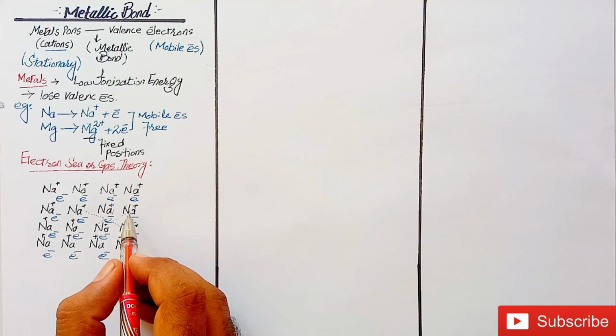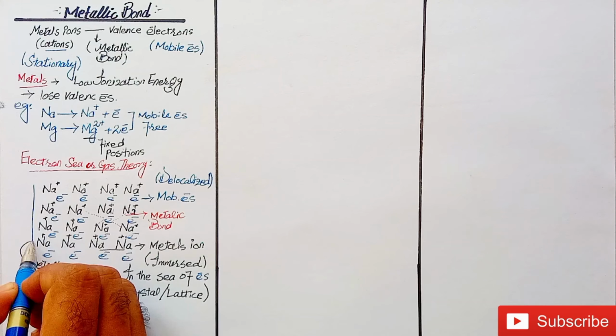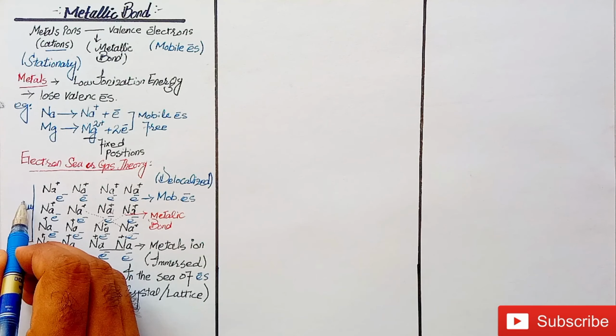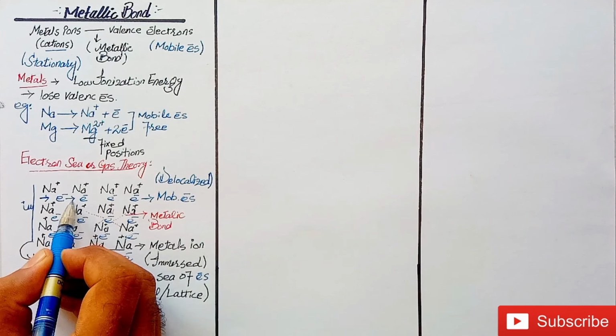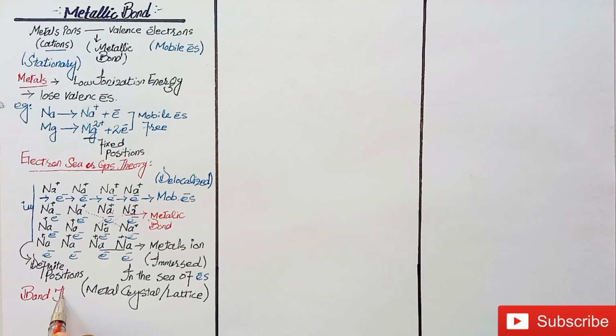So in this way, mobile electrons and the cations form a metal crystal or lattice. And here these are the mobile electrons which conduct the electricity, which this theory has explained very well. There is another theory, which is the band theory. This is based on molecular orbital theory and also explains the conduction property of metals.